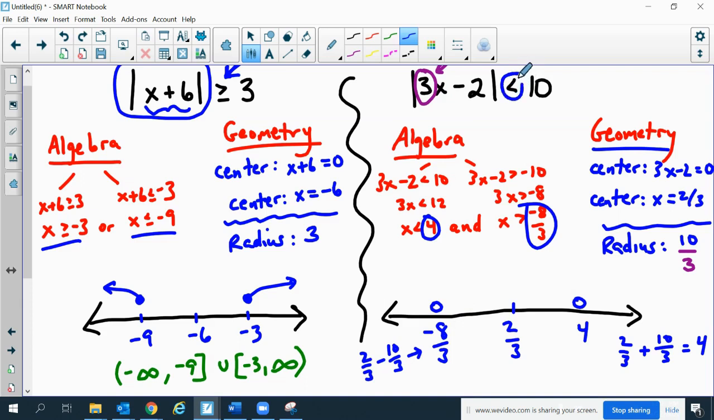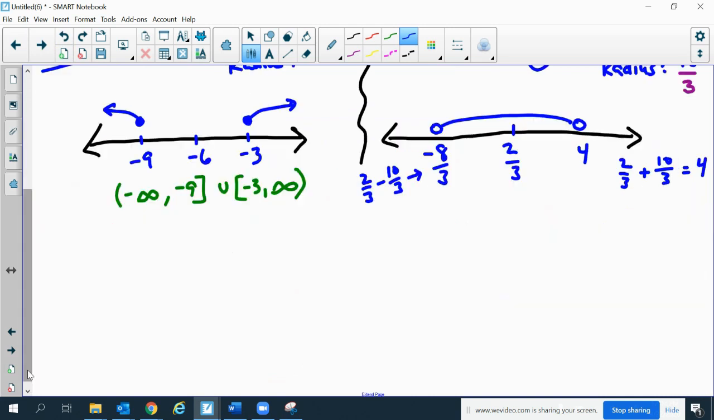Well, since this is a less than sign, so the absolute value is less than, that means my distance has to be less than my radius. So that means that all of my answers are between negative 8/3 and 4. Because if I went this way, that would be too far away. That would be bigger than 10/3 for a distance away from the center. So once again, I have to finish by writing the interval notation of the answer. So x is between negative 8/3 and 4.